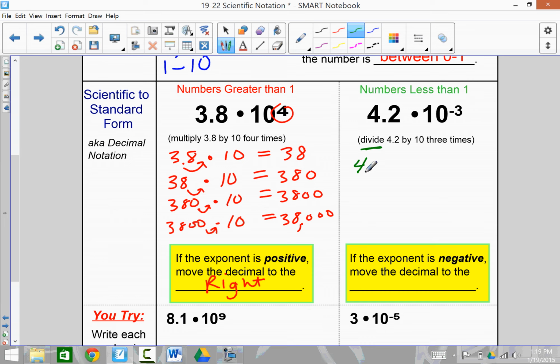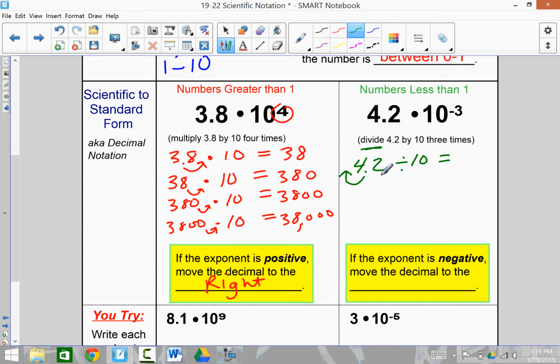So let's take this 4.2 and we're going to divide by 10 three different times here. So if I take 4.2 divided by 10, I know I'm not going to get a number that's larger. The reason is because I'm dividing by 10, there's one zero. If you need a calculator for this, you can do 4.2 divided by 10. Otherwise, the rule is you're going to move the decimal to the left.